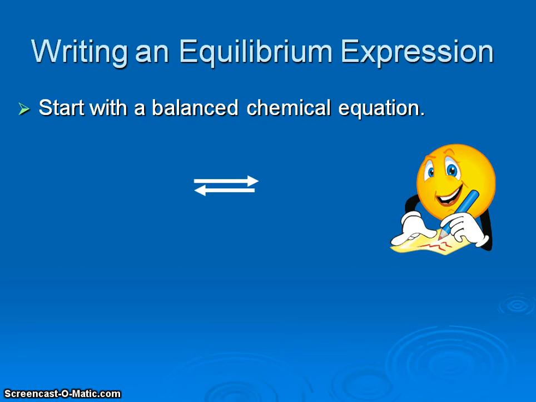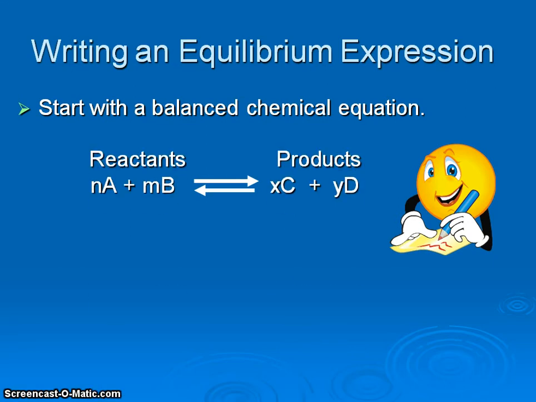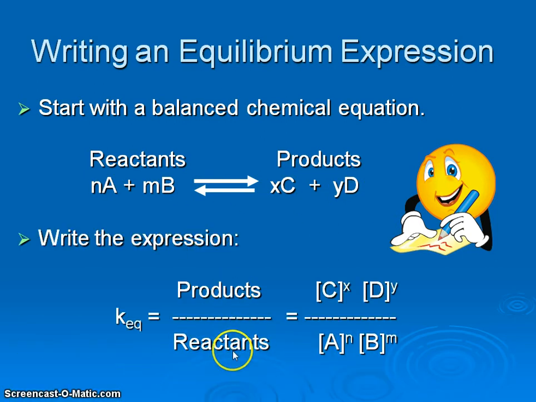To start writing an equilibrium expression, we start with a balanced chemical equation. So this is just a generic chemical equation. The smaller letters represent the coefficients that we use to balance the equation, and the bigger, capital letters represent the compounds. So, to write an expression, what you do is products divided by reactants. Take each product to the power of its exponent, or its coefficient. See how the products are over the reactants.